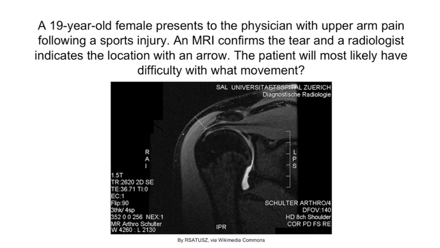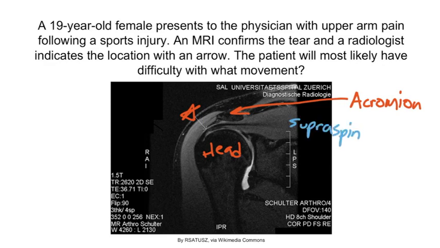As indicated in the question stem, we can see the arrow right here. And you can see the head of the humerus right here. And we can see the acromion right here. And we know that the supraspinatus muscle travels between these two in order to reach the lateral side of the humeral head. And you can see it traveling through these structures.